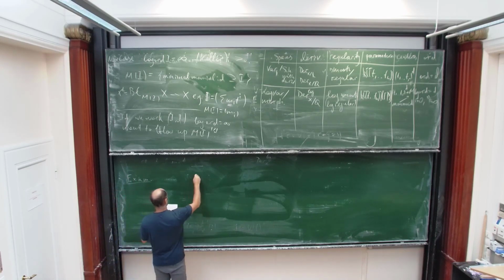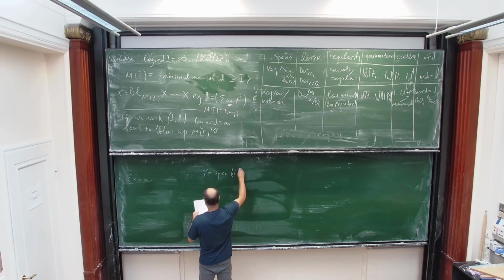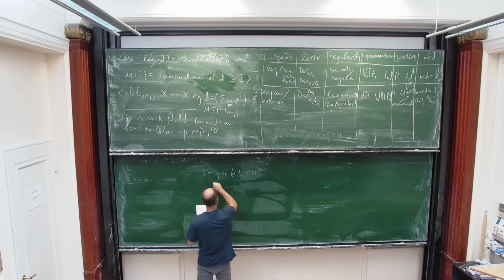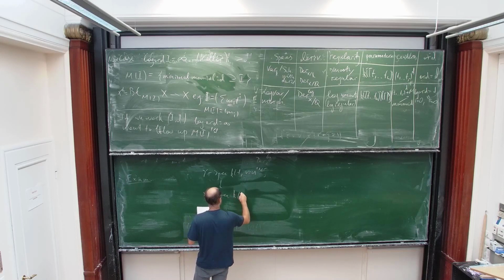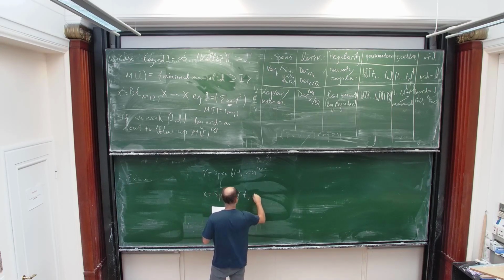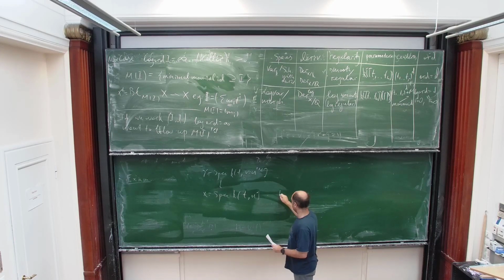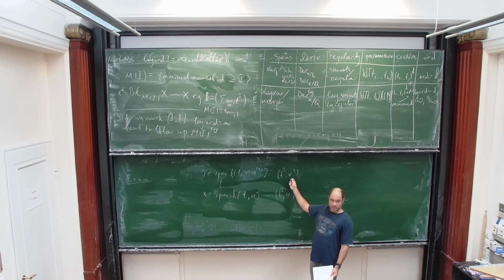So let's take Y equals Spec K of C and V, which is root of U. This goes to X, which is Spec K of T and U. I take the same ideal here and here, but here I take T squared U, and here I take T squared, V squared. So principalization of this ideal is sort of obvious.